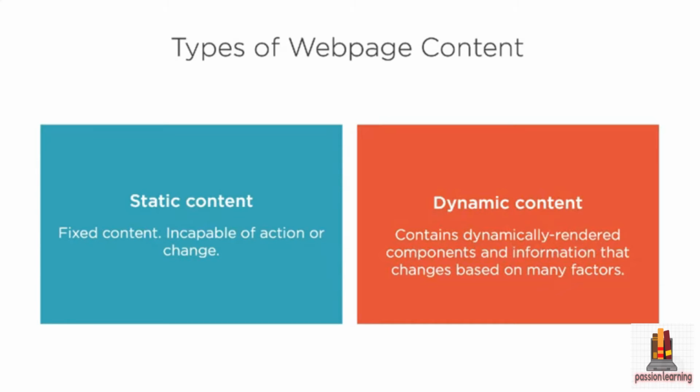Pages with dynamic content contain dynamically rendered components and information that changes based on many factors, such as who the user is, the time of day, chosen language, etc. Websites with infinite scrolling such as Twitter, that is dynamic content. An e-commerce website with a next page button that you have to click on to get to more products and offers, that is dynamic as well.